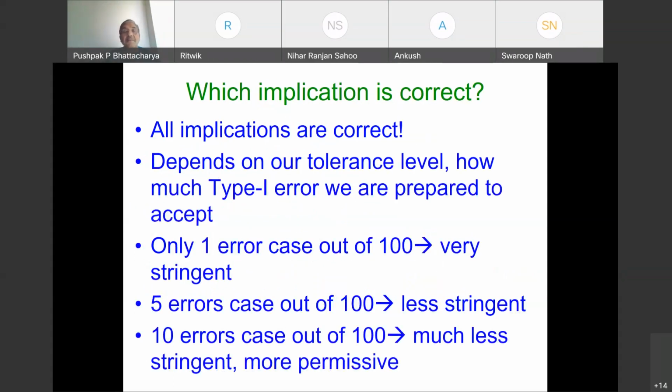Okay, so you see, then which implication is correct? All implications are correct. Okay, we are about to finish our time now. Let's have this discussion. All implications are correct. Depends on our tolerance level, how much type 1 error we are prepared to accept. Only one error case out of 100, it is very stringent. 5 errors out of 100, less stringent. 10 errors out of 100, much less stringent, more permissive.